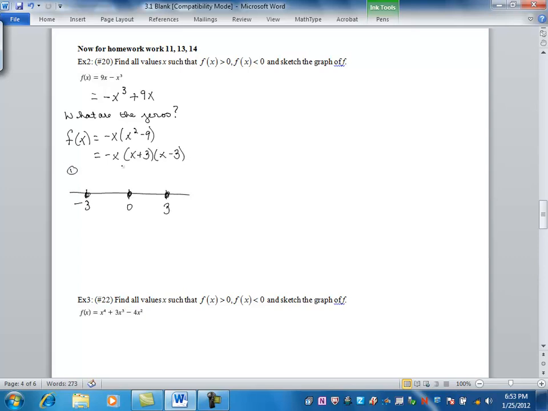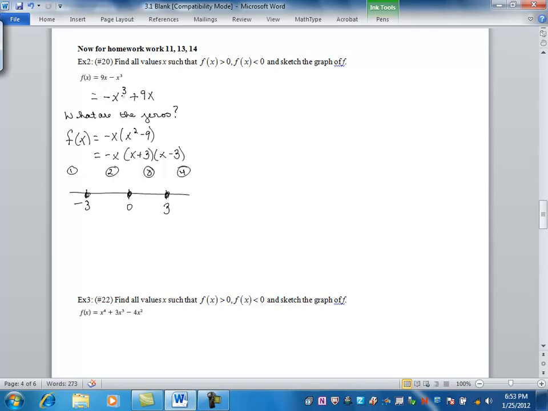Alright, well you'll notice what we've done here. We've just divided this into 1, 2, 3, 4 regions. Alright, 4 regions. And now we'd like to know where this thing's positive and where it's negative. We can get a pretty good idea. I mean, after all, we know that leading coefficient's negative.